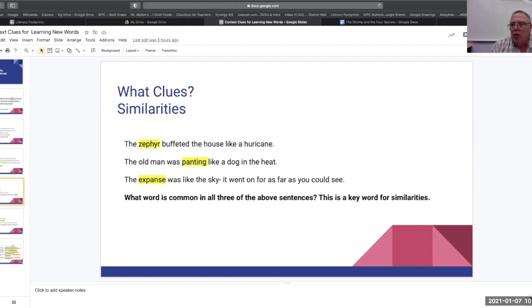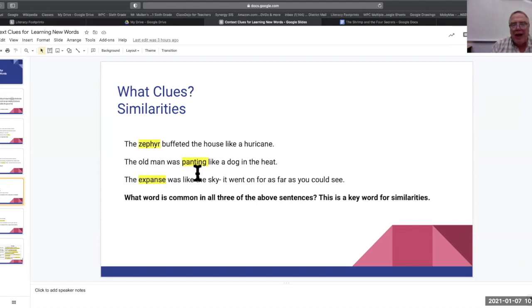What's a word that would go in for Zephyr? Guys, if we don't participate, I can't teach you. Ah, there it is, Jaslyn, right. The word is wind. Actually, wind is exactly a synonym for the word Zephyr. So the wind buffeted the house like a hurricane, right? Good job. Let's do this one.